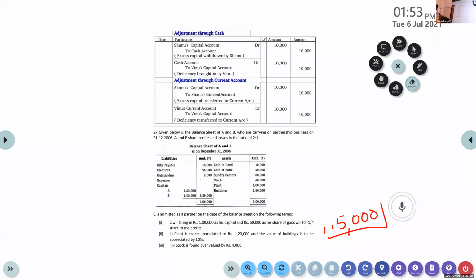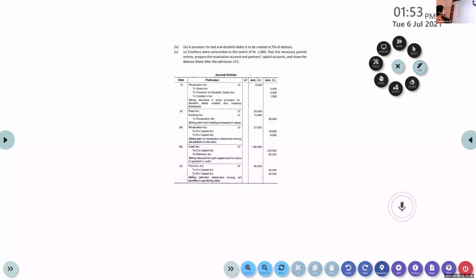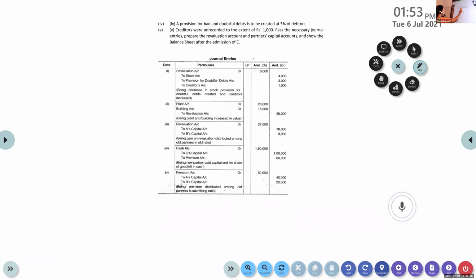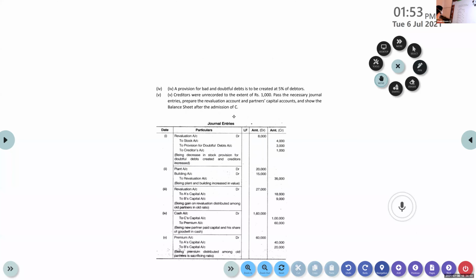Now, next one. A provision for bad and doubtful debts is to be created at 5%. So liability is increasing, asset is decreasing. Now, creditors were unrecorded to the extent of rupees 1,000. Again, liability increases. 1,000 is missed out, unrecorded liability. Now, the question asks to pass the journal entries, revaluation account, partners' capital accounts, and balance sheet.